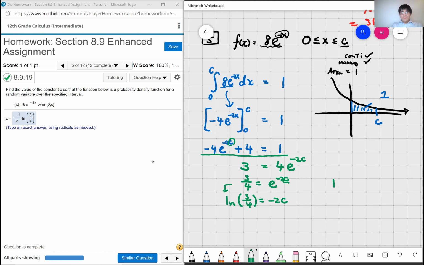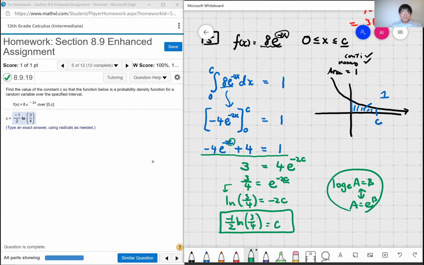Remember, ln is log of base e, and ln of a is equal to b indicates a is equal to e to the power of b. This is just a rewriting. Now divide both sides by negative 2. So it's going to be negative 1 over 2 ln 3 over 4. So that's going to be the value of c we wanted to find.